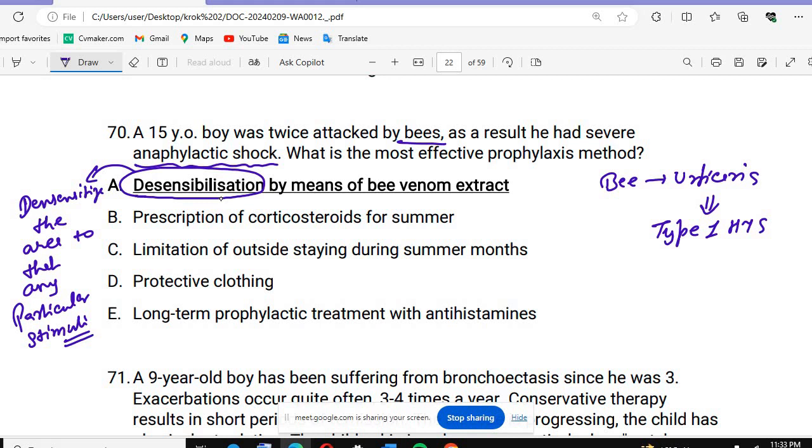So that's why if you are having any bee infection, urticaria will be there. The prophylaxis is desensitization by means of bee venom extract, and along with that, if you are getting anaphylactic shock, the treatment to be given is epinephrine hydrochloride.